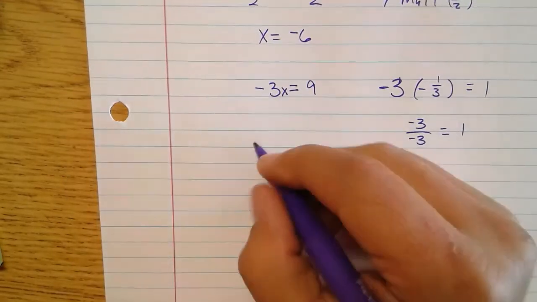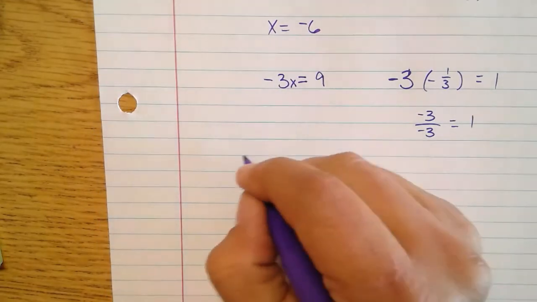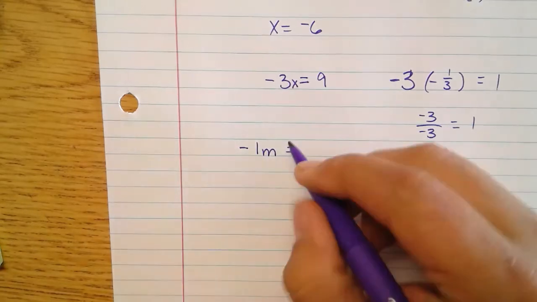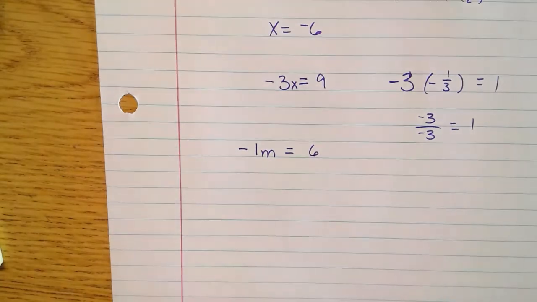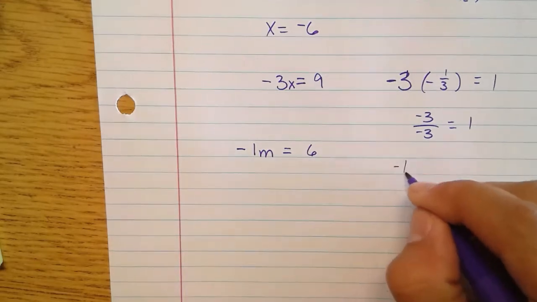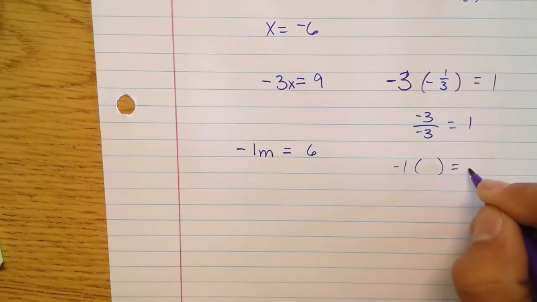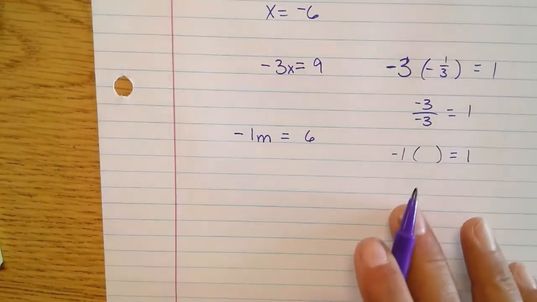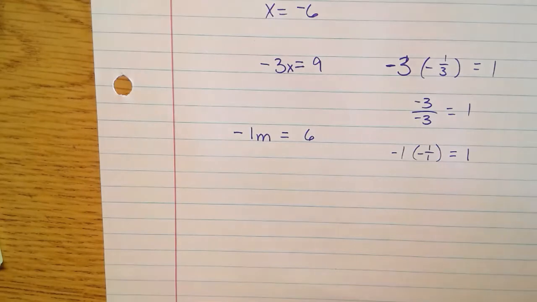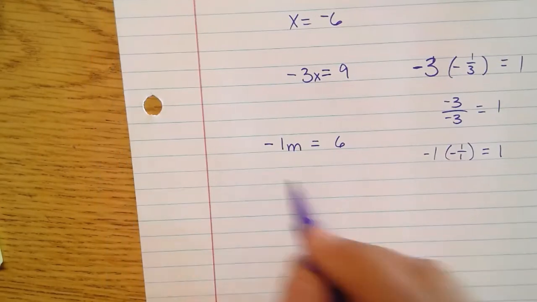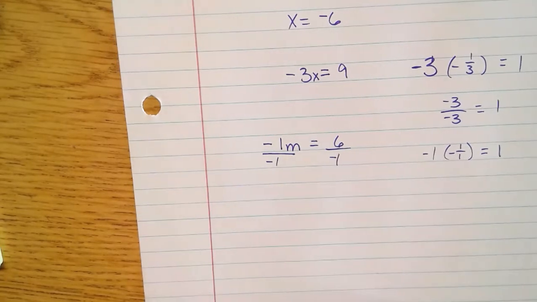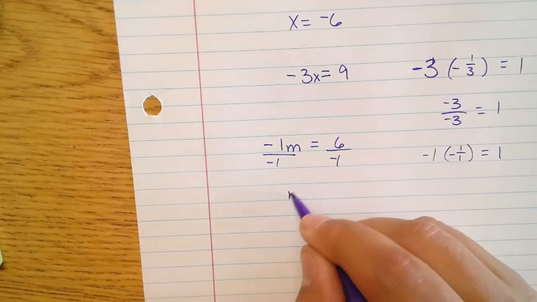The other example that I've kind of noticed is, what if I have negative 1m is equal to, let's say, 6. In this case, what number times negative 1 is 1? So I have negative 1 times what number is equal to positive 1. Obviously, many of you can already see that my answer is going to be negative 1, but I kind of like to write it as negative 1 over 1. So when I show my work, it just looks like negative 1 over negative 1 and 6 over negative 1. That gives me m is equal to negative 6.